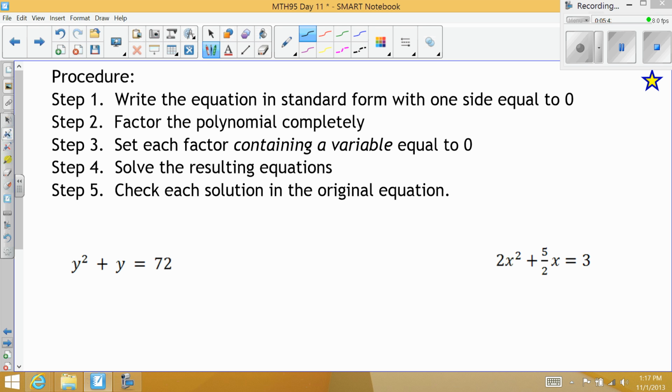Okay, so general procedure: write the equation in standard form with one side equal to 0. So that's standard form, ax squared plus bx plus c equals 0. Factor the polynomial completely. Set each factor containing a variable equal to 0. So if we manage to factor out a greatest common factor that's just a constant, we don't need to worry about that constant. Solve the resulting equations, and then check each solution in the original equation.